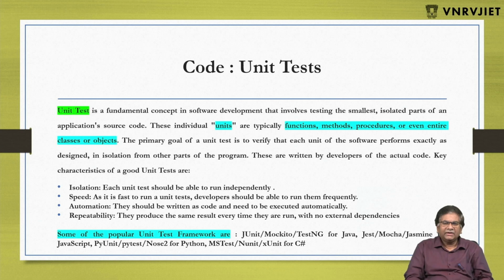That's how it is. Now, key characteristics of good unit tests are isolation, which I just now talked about. Each unit test should be able to run independently. Speed: as it is fast to run unit tests, developers should be able to run them frequently. So basically, whenever you build your program, the unit tests should come in. They should check, because when do we build, right?